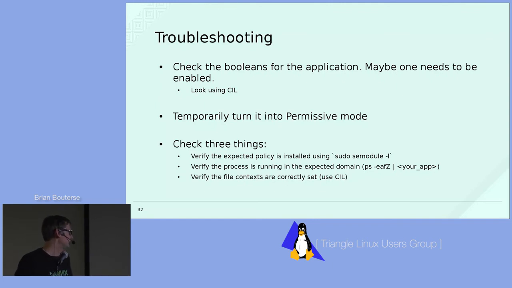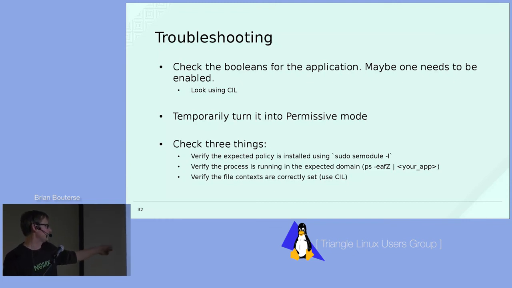You can also check 3 things. I recommend checking 3 things. Verify that the inspected policy is installed. Sometimes, it's a C-based compiled thing, and sometimes it might not match the version that it needs to load into. You know, strange things happen. So make sure that the expected SELinux policy is installed.